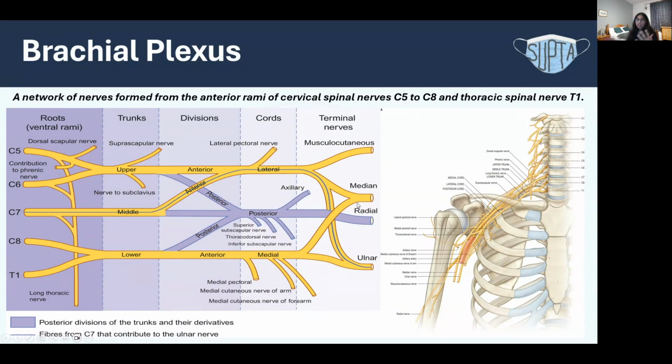Obviously, with some of them, all of C5 to T1 contribute, but in nerves like the musculocutaneous nerve, you need to trace back and look at where these roots are contributing. C5 is contributing here, C7 is contributing, and you basically just look at how it contributes. So our major important nerves are our axillary nerve, musculocutaneous, median, radial, and ulnar. Okay, these are the important nerves.